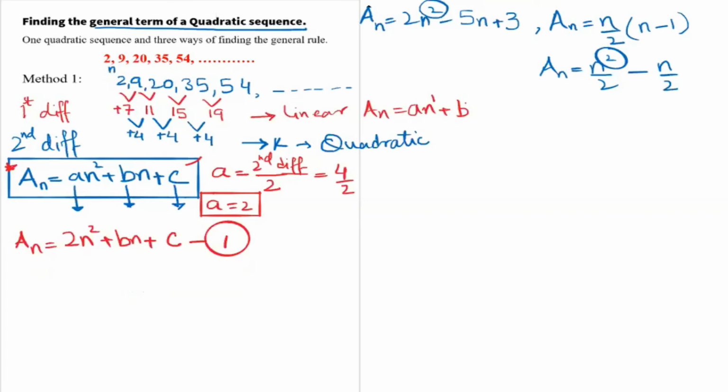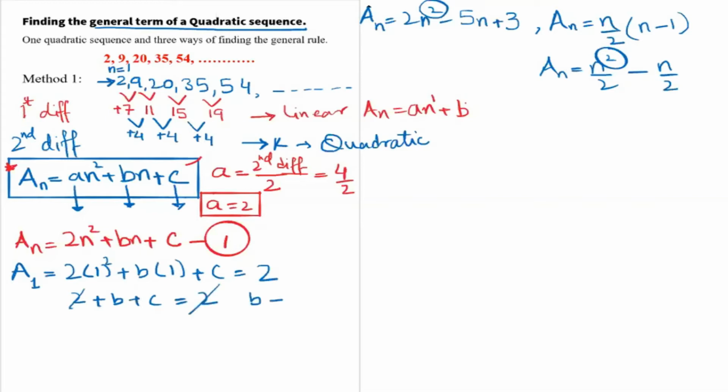I'm going to see the information here. When n equals 1, your first term is 2. So let's plug in the values. n equals 1 everywhere here. 2 times 1 squared plus b times 1 plus c. And we know that when n equals 1, the first term of the sequence is 2. And when we simplify that, we get 2 plus b plus c is equal to 2. This cancels out, and our first equation that will help us to find the values of b and c is this. This is equation number 2 in our list.